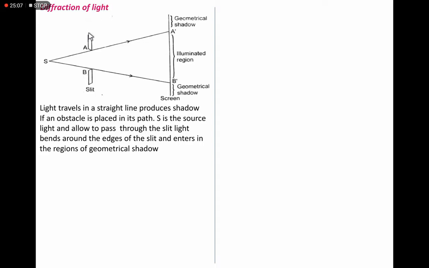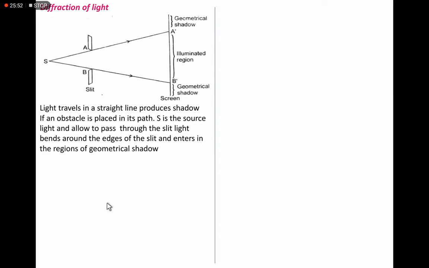AB is the slit now in the path of the light waves emitted from the source S. Definitely the light waves will pass through the slit and fall on the screen. This is the illuminated region, meaning light should be in this region, but the light bends at the sharp edge of the obstacle and enters the geometrical shadow. This should be completely dark, but the light waves bend at the corner of the slit and enter the geometrical shadow.